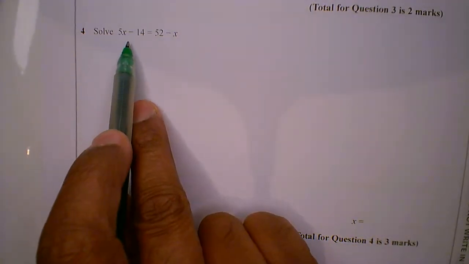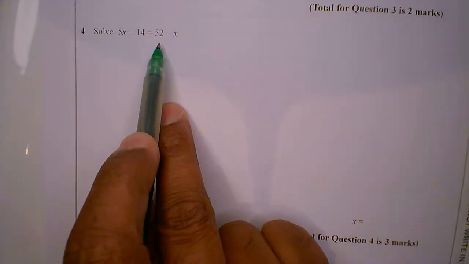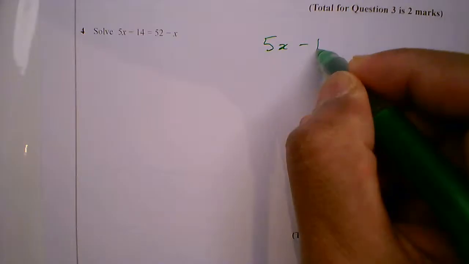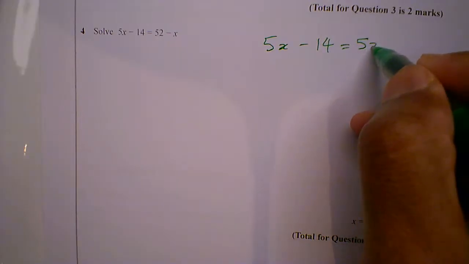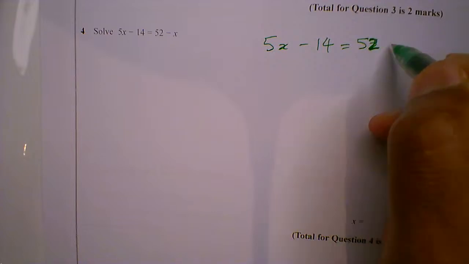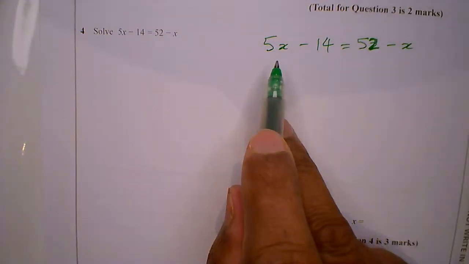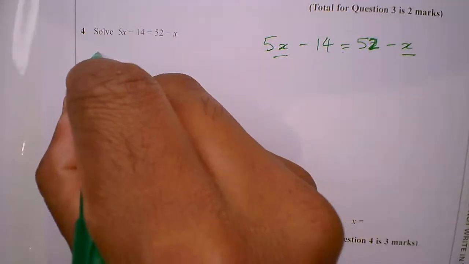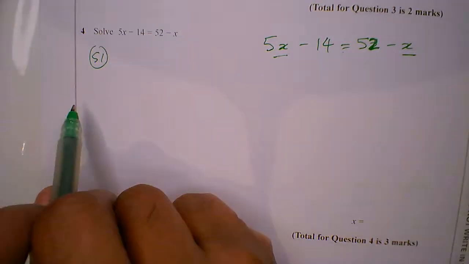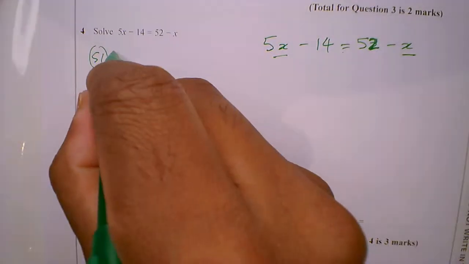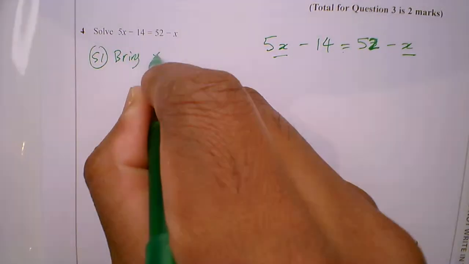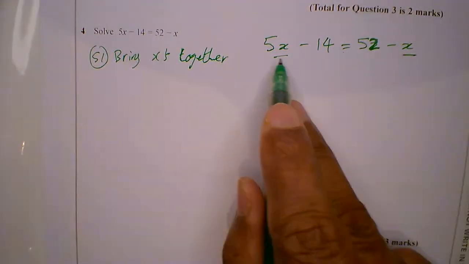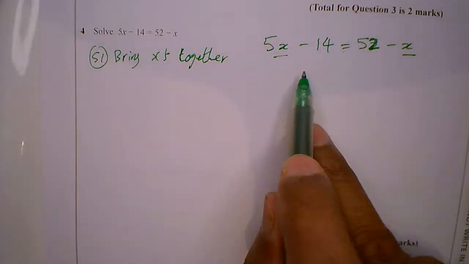Question 4. Solve 5x take away 14 equals 52 take away x. I'm just going to rewrite this so I have space. 5x take away 14 equals 52 take away x. So I've got an x on the left-hand side of the equation and the right-hand side of the equation. So step 1 is to bring the x's together. Once I have the x's together, I can then solve.